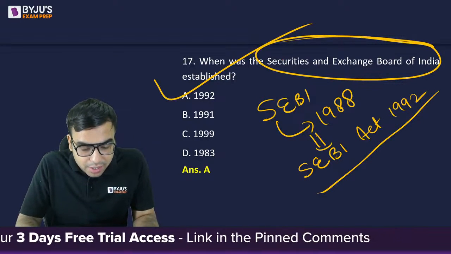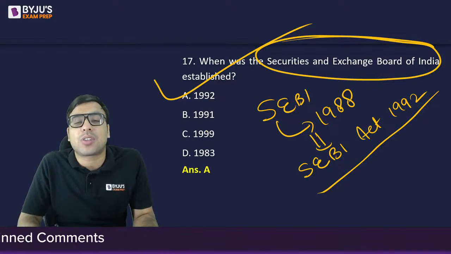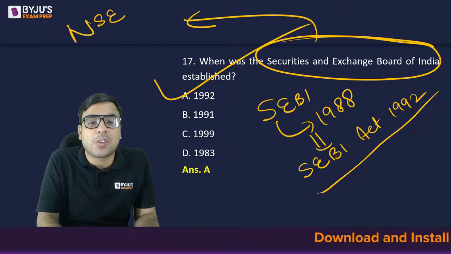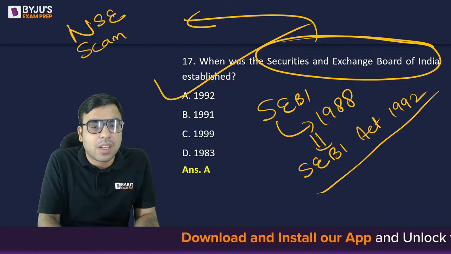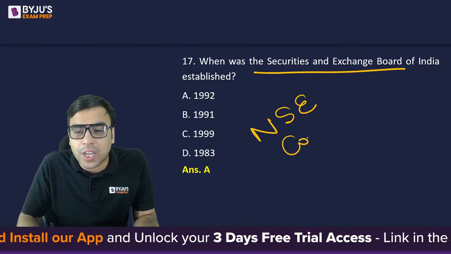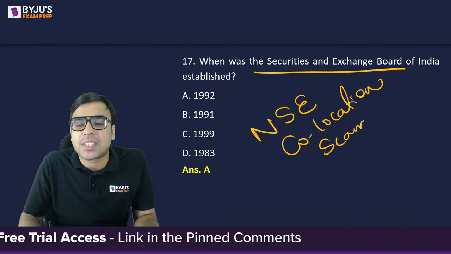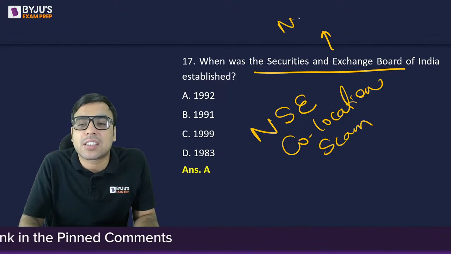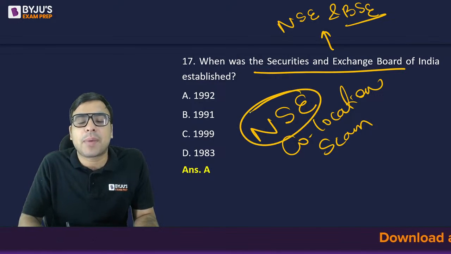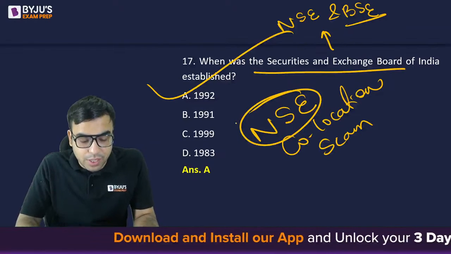Yes, Gauri, Priya Chavan, Nitika, you are right. A is the right answer to this question. There is a definite chance of these questions coming. Last year the NSE scam was in the news. Do you know this scam? Its name was the National Stock Exchange colocation scam. SEBI is supposed to regulate the National Stock Exchange and Bombay Stock Exchange, and that is why NSE becomes very, very important. So A is the right answer.